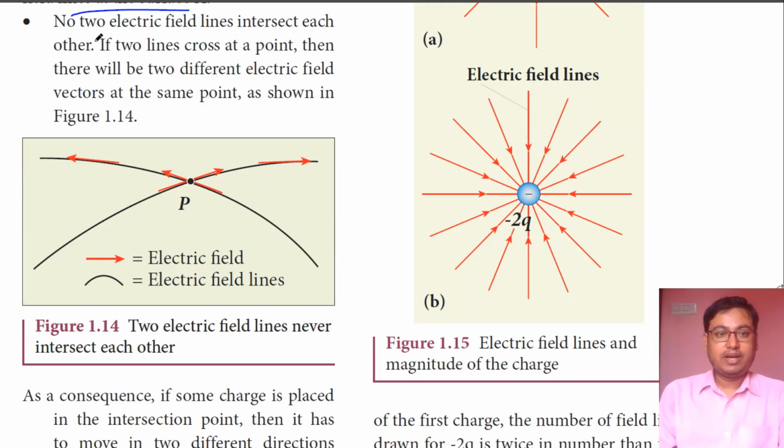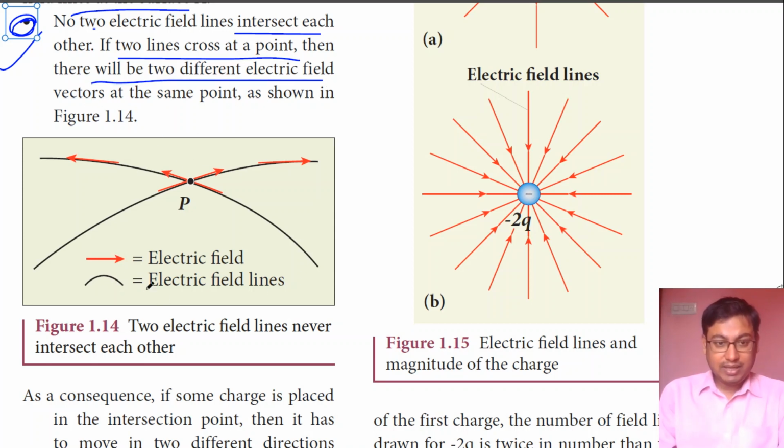Coming to our next point. This point is very important for you, and based on this point a 3-mark question is given in the book back. That is, no two electric field lines intersect each other. Why? This question has been asked many times in public exams, so try to understand it very well. If two lines cross at a point, then there will be two different electric field vectors at the same point, as shown in figure 1.14.